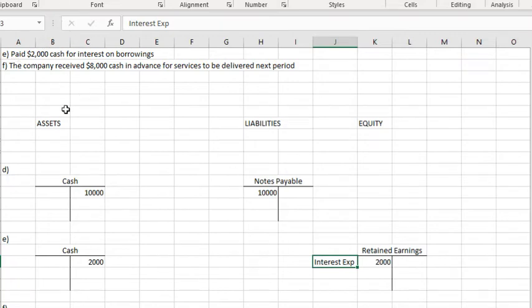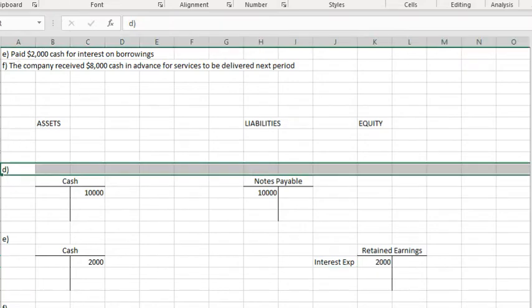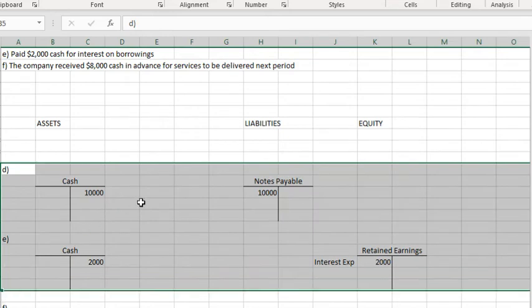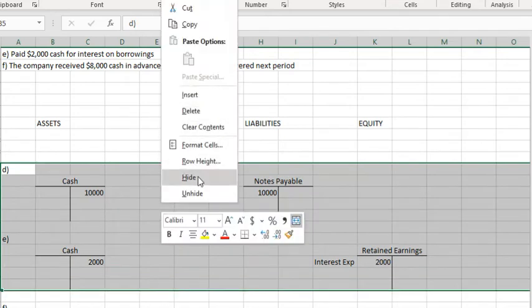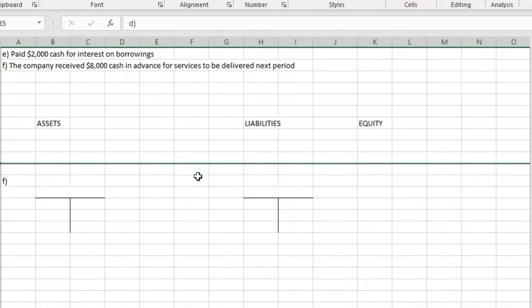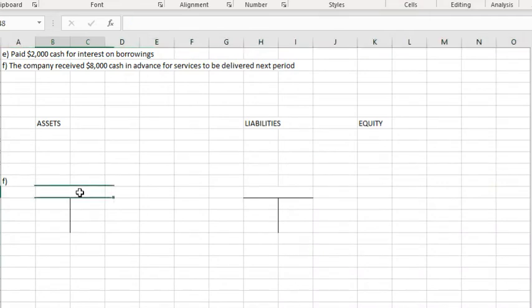The last transaction that we want to cover here is when you receive an advance payment for the services you are going to deliver in the future. In this case, the company is receiving cash in the amount of $8,000, so that's going to increase cash by $8,000, and we are going to record this as a liability.